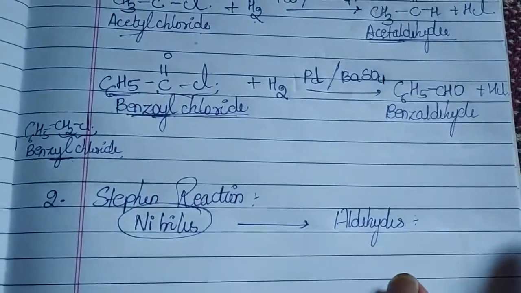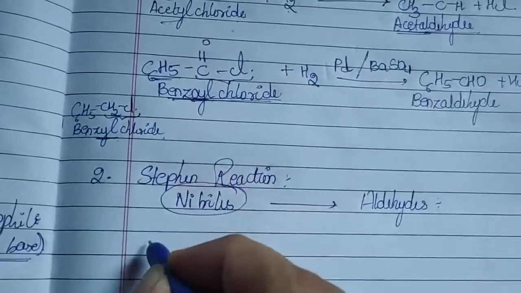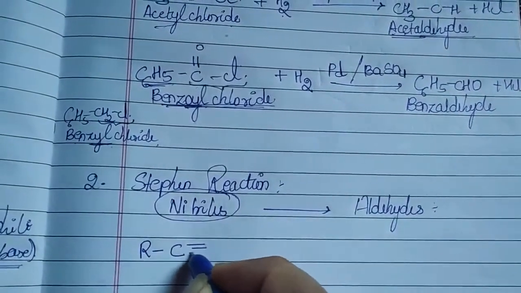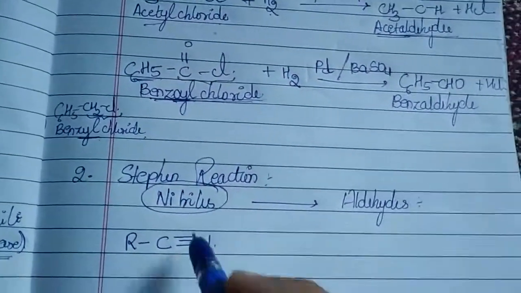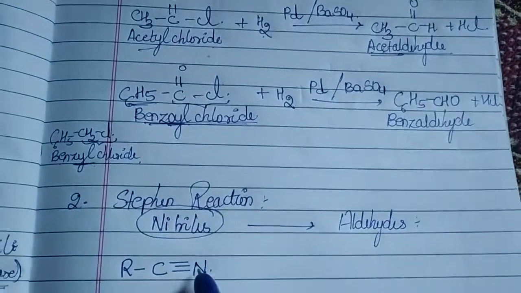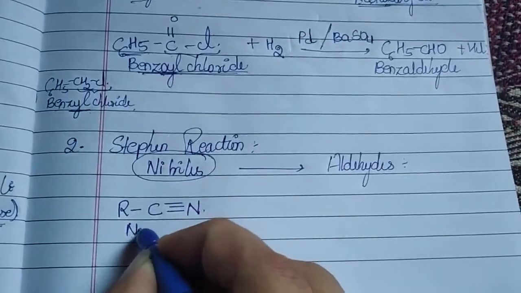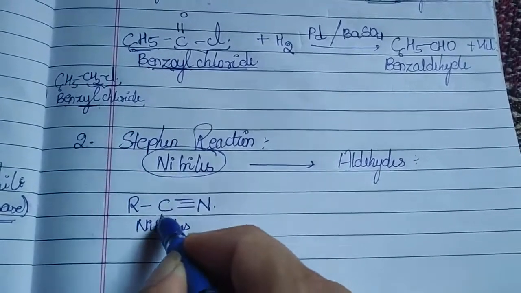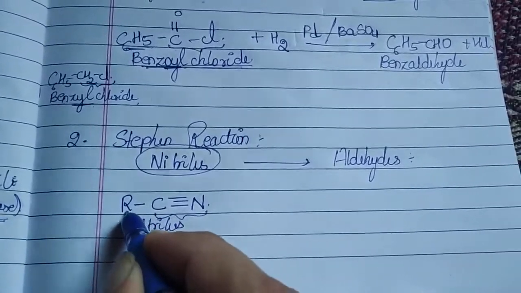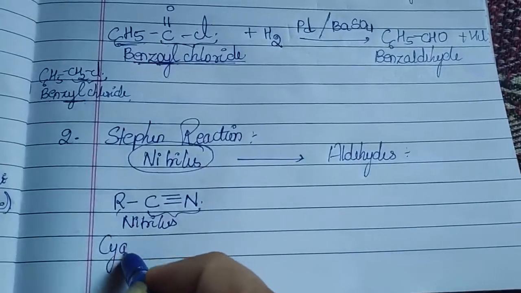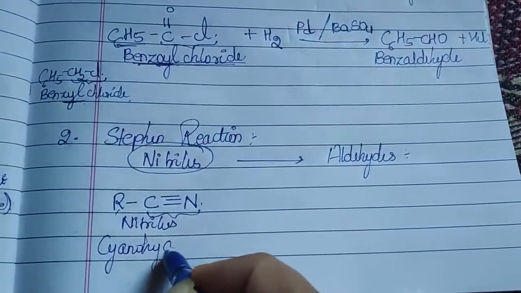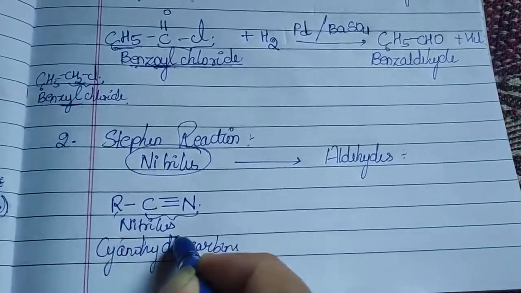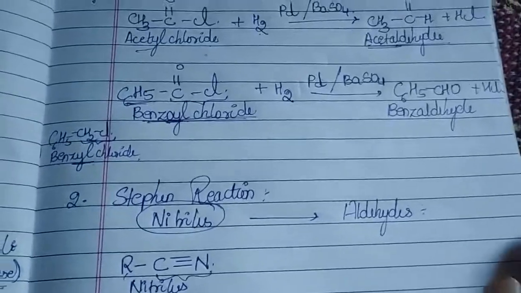Of course, what is the formula for nitriles? The general formula is RC triple bond N, which is also called cyanohydrocarbons. This is a cyano group attached to a hydrocarbon. But generally we use the word nitriles.